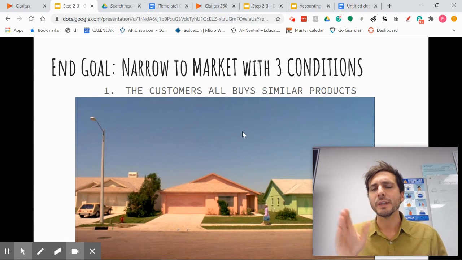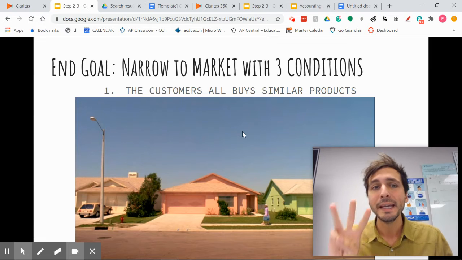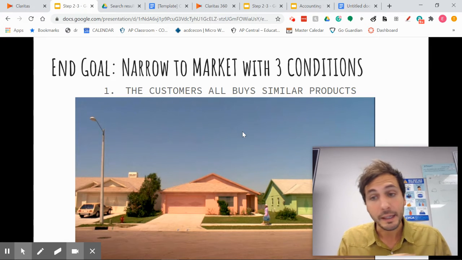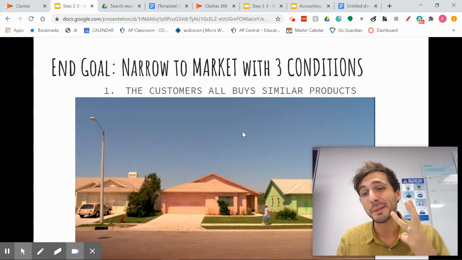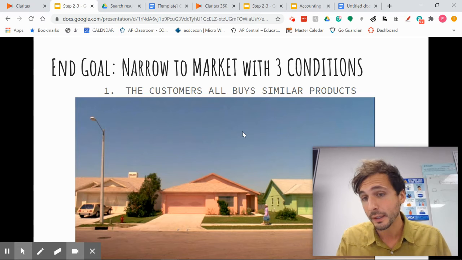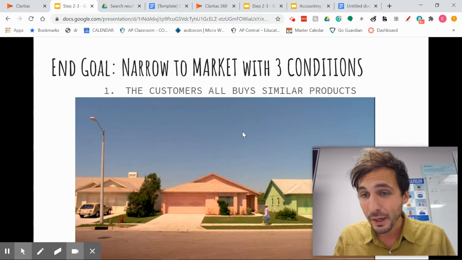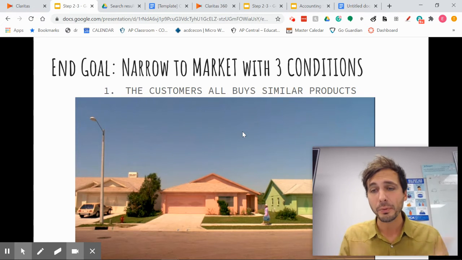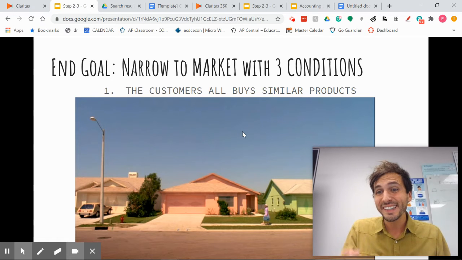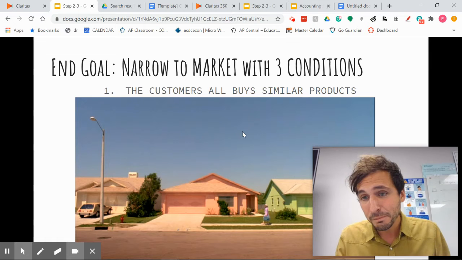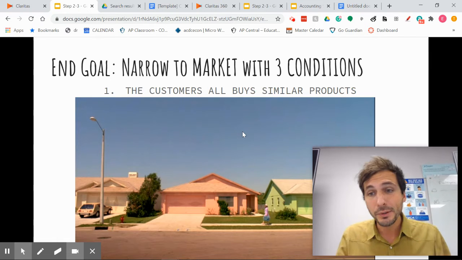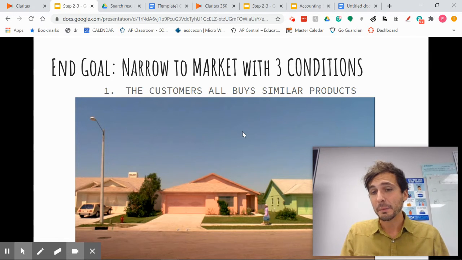Okay, your end goal is to narrow a market down that has three conditions. And a couple of these are already taken care of for you with Claritas, and we'll talk about that in a second. Three main conditions. First, the customers all buy similar products, not just your product, but similar other products. What that does is an indicator that they have similar buying habits and they are likely to communicate to each other about those buying habits.